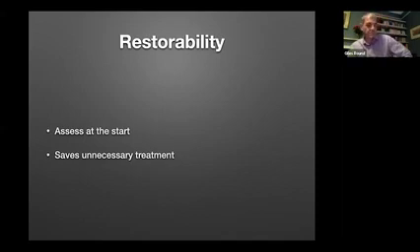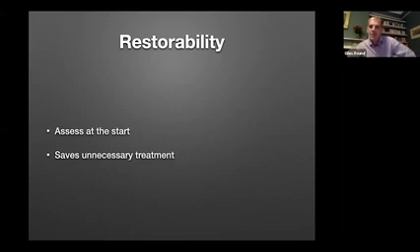Restorability, we've discussed this a little bit ago, and this is something that you need to assess right at the start. When I was teaching at the dental hospital, I used to go over to see students who were trying to restore a tooth. And you'd look at it and think, well, I can get a root filling in that, but there's nothing I can do with it.